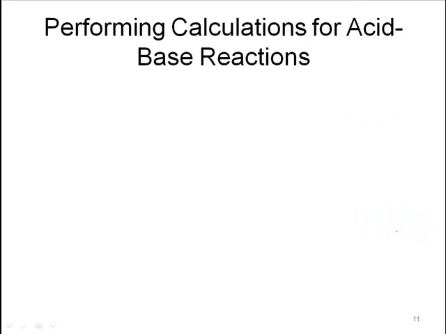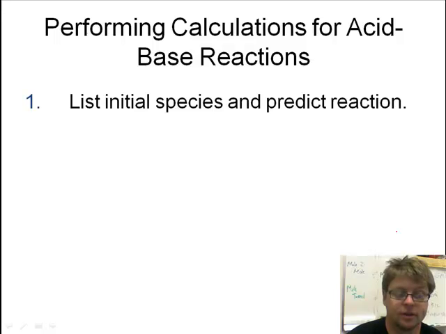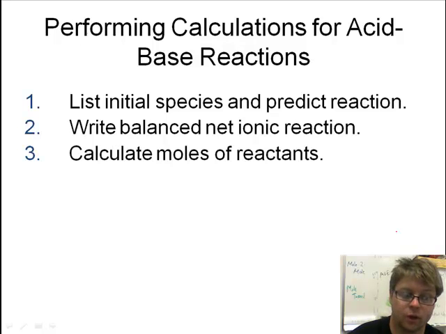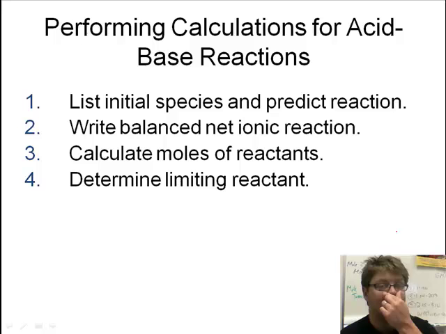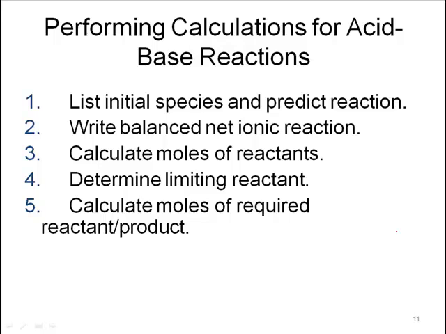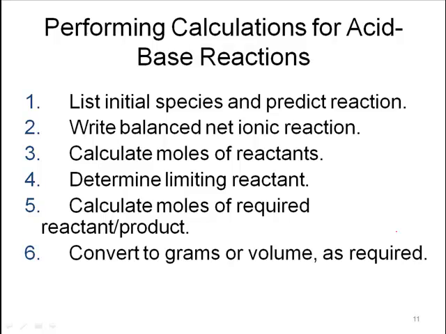Now, performing the calculations for acid-base reactions. So first you must list the initial species present and predict the reaction, write the balanced net ionic equation, calculate the moles of the reactants, and determine the limiting reactant. You want to calculate the moles required of each reactant or product. Convert to grams or volume as required.